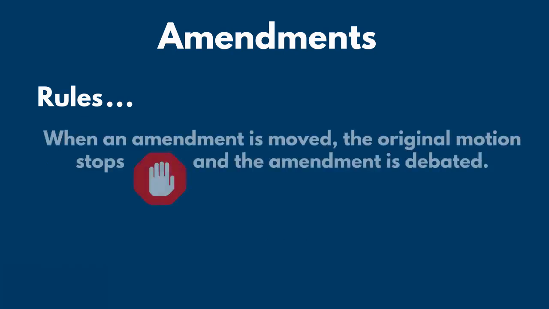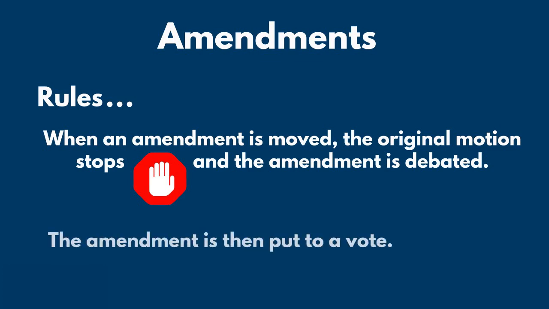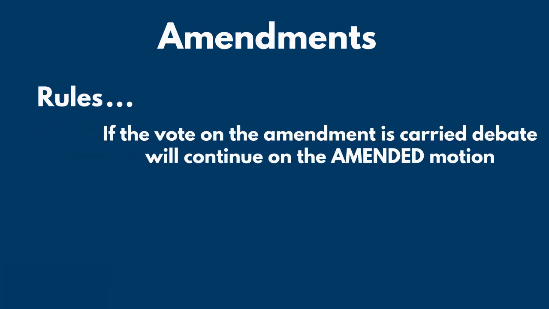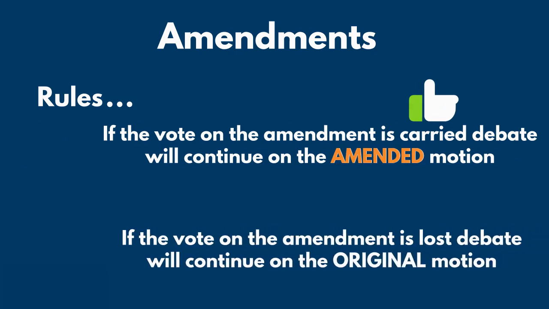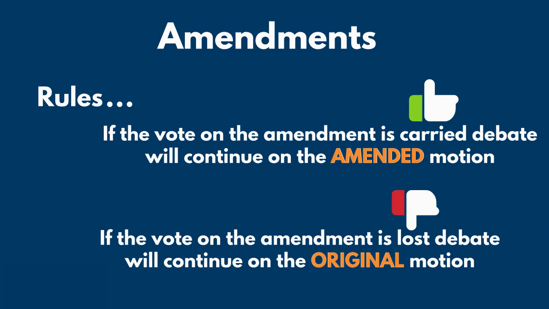When an amendment is moved, the debate on the original motion stops. The amendment must be seconded before it is debated. At this point, it is only the change that is debated. Once debate on the amendment has closed, the amendment is put to a vote. If the vote on the amendment is carried, then debate will continue on the amended motion. If the vote on the amendment is lost, debate will continue on the original motion.